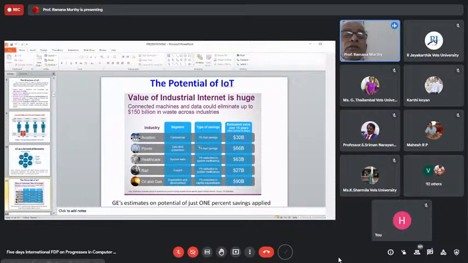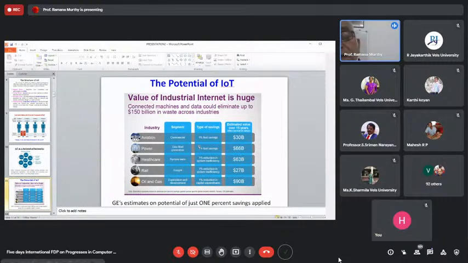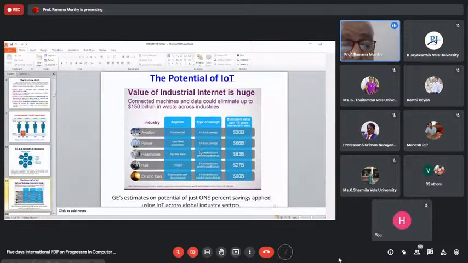It is basically about who is using it and in which context they are using it, because it is related to the value of the industrial internet, which is increasing day by day. As far as the industries are concerned, if you think of aviation, power, healthcare, rail, and oil and natural gas, ONGC is using 90 billion, rail is using 27 billion, healthcare is 63 billion, power is 66 billion, and aviation technology is using 30 billion US dollars.